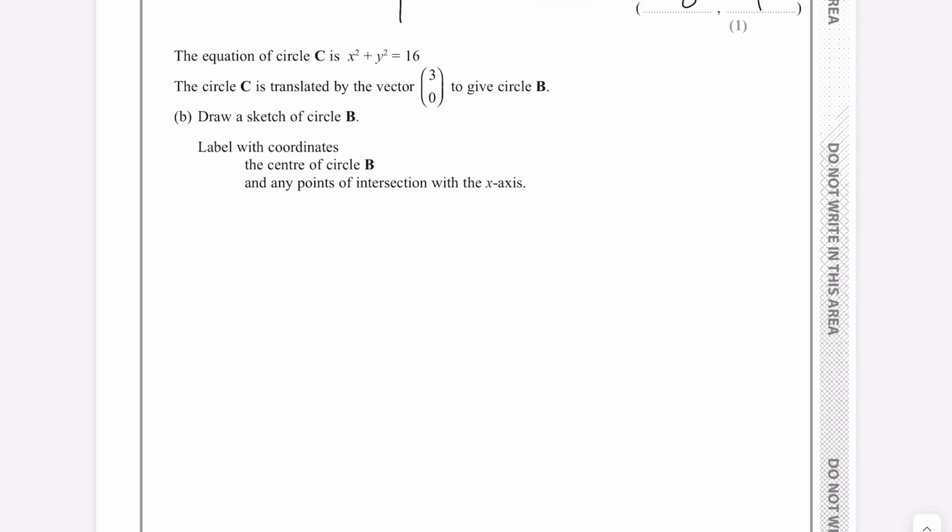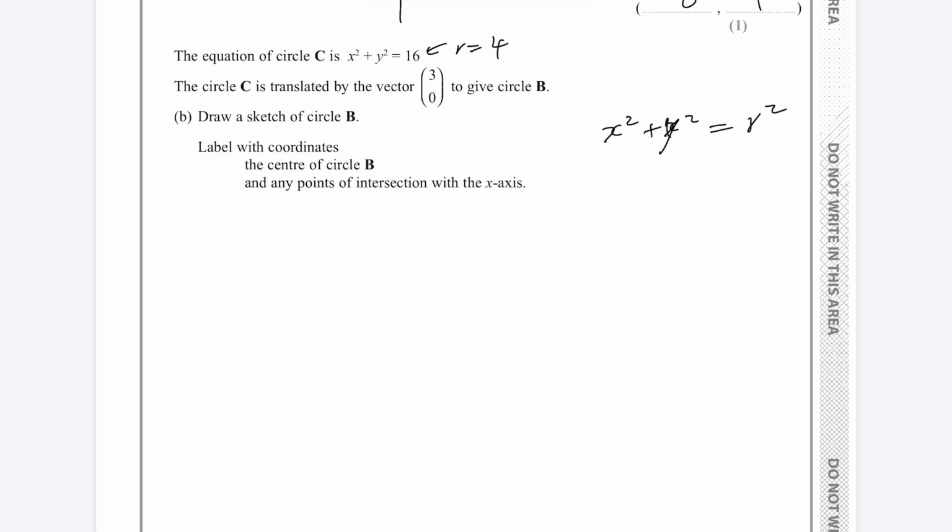Alright, the equation of a circle is x squared plus y squared is equal to 16. Now you've got to remember, whenever they tell you the equation of a circle, the formula is x squared plus y squared is equal to the radius squared. So that means in this case the radius is actually 4.